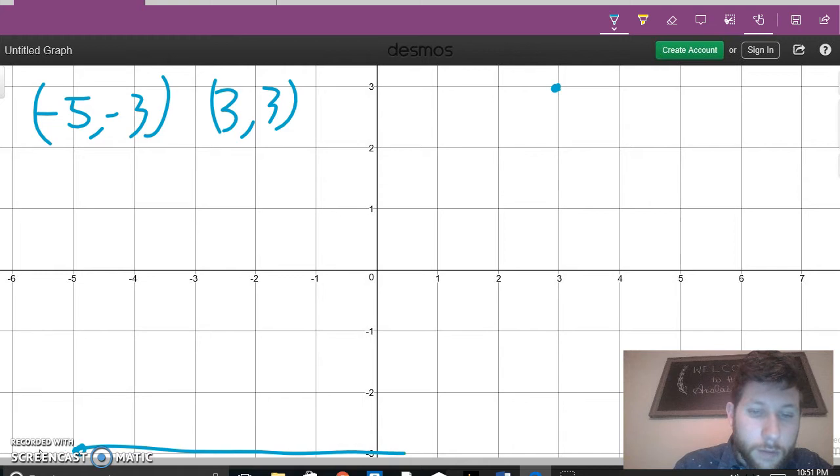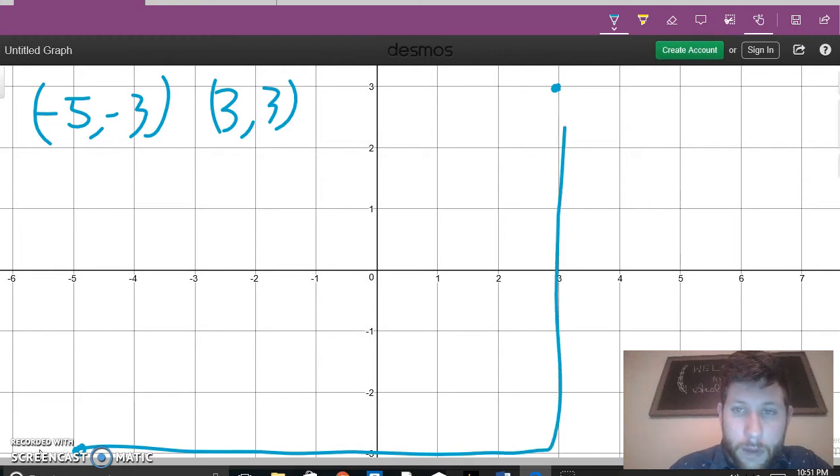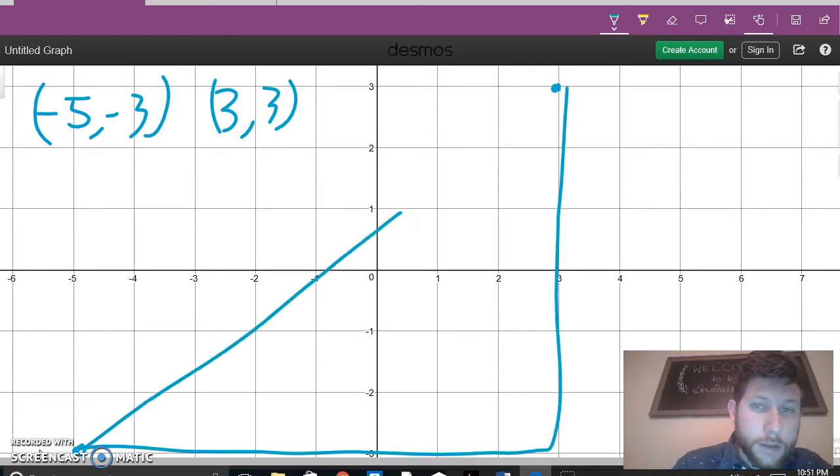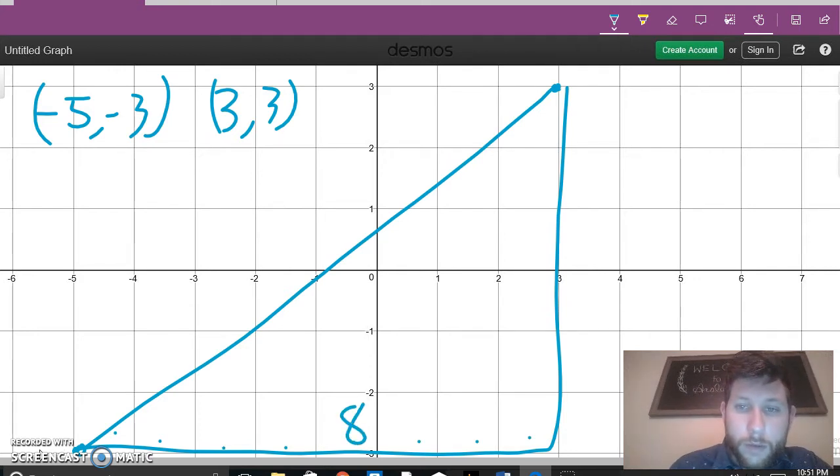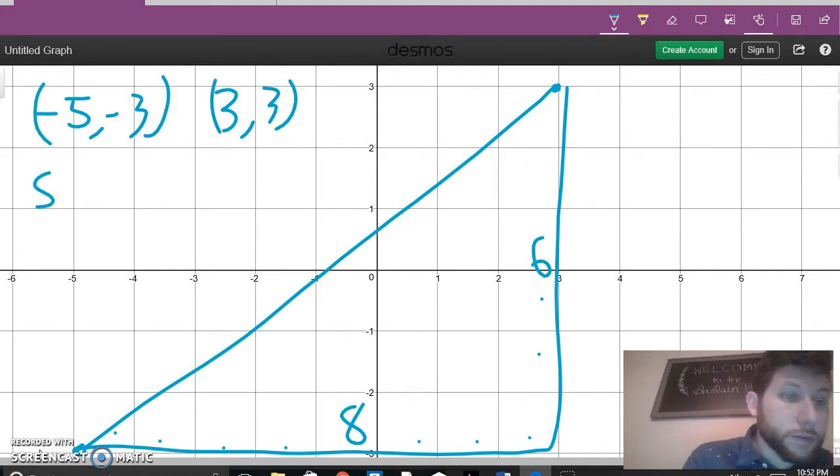If I graph this, make my triangle and count my boxes, I've got 1, 2, 3, 4, 5, 6, 7, 8 boxes. And 1, 2, 3, 4, 5, 6. That's 6 boxes. Let's start with our slope, because our slope's the easiest, right?